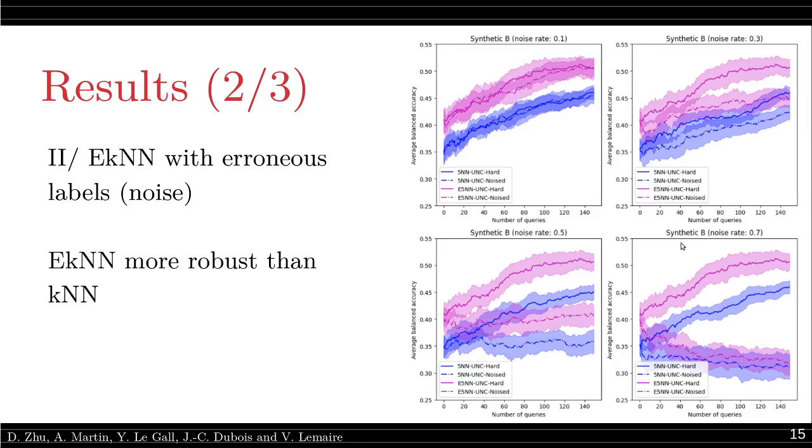And in this dataset, the dotted curves of EKNN are always superior to KNN's, except for a noise rate of 0.7. And we can see that the more the noise rate rises, the more the dotted curves become decreasing, which is quite instinctive, because if you provide too many false labels, then the performance of the classifier goes decreasing. And also, the higher the noise rate, the wider the confidence interval is, which here again is normal because of false labels.